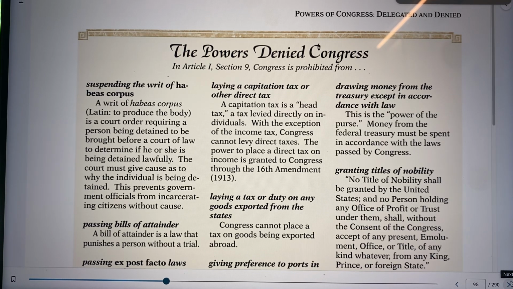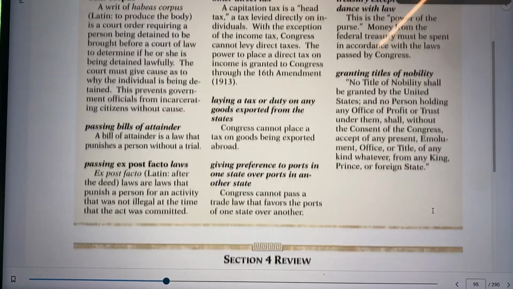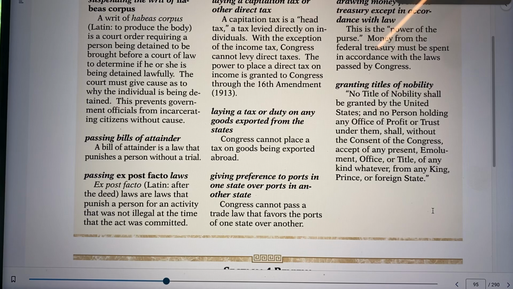So basically this is the writ of habeas corpus. If a person is being detained in jail, they must know why they are being put in jail. Not saying, okay, we just want to put you in jail. So that's the writ of habeas corpus. So Congress cannot suspend the writ of habeas corpus. It cannot pass bills of attainder.